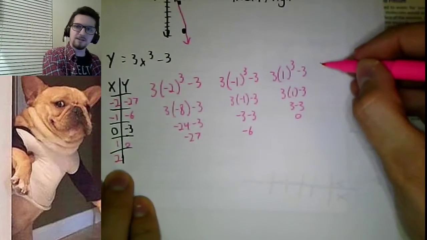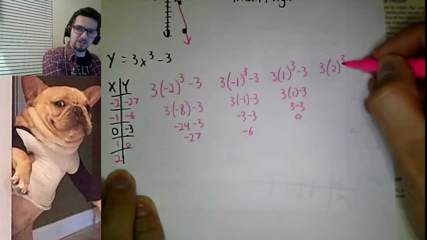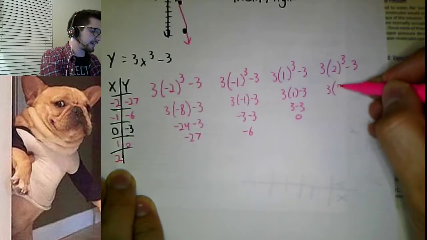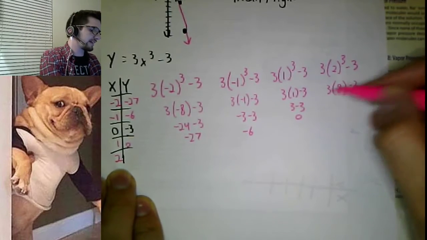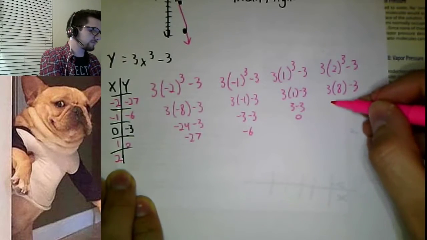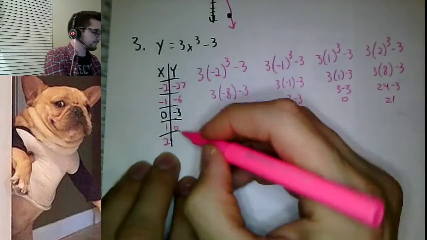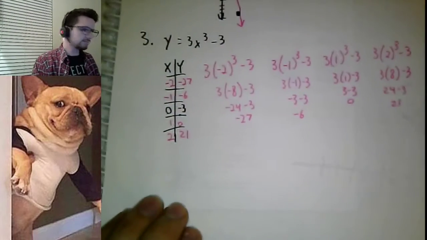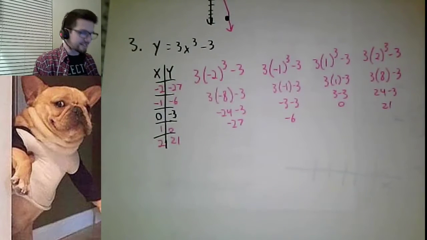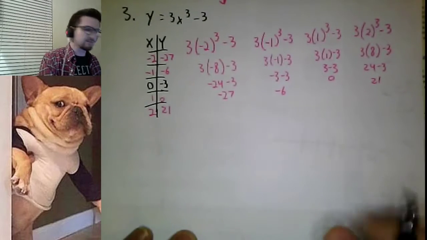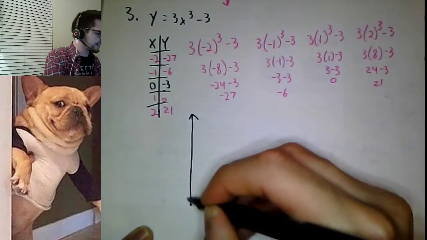Last one is 2. 3 times the quantity of 2 cubed minus 3. What's 2 times 2 times 2? 8. 8 times 3 is 24. Minus 3 is 21. Alrighty. Got some crazy points this time. For sure. And I'm definitely not fitting all of those on my graph. But that's just fine.